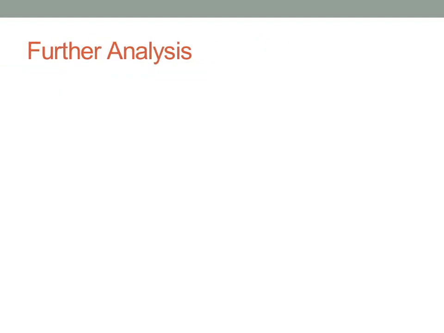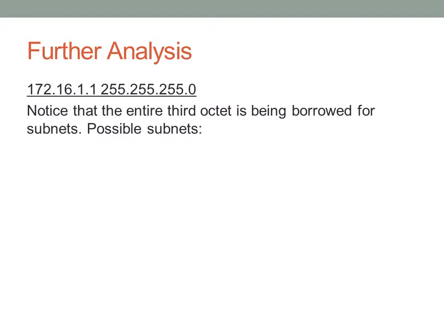And so, looking at this address, doing a little bit of further analysis on it, we can notice that the entire third octet is being borrowed for subnets. The reason I say this is if we look at the class of this address, the original classful network is going to be 172.16.0.0. And you'll notice that if we look at our network mask, it shows 3 octets are dedicated to the network. So in this case, we've actually borrowed the third octet to be used for this particular subnet.